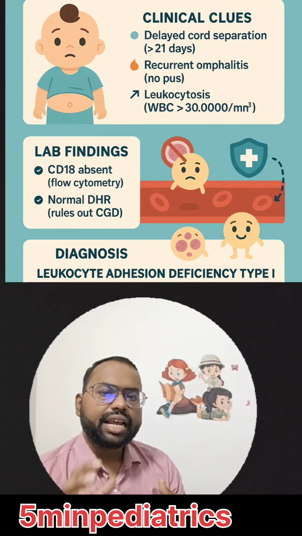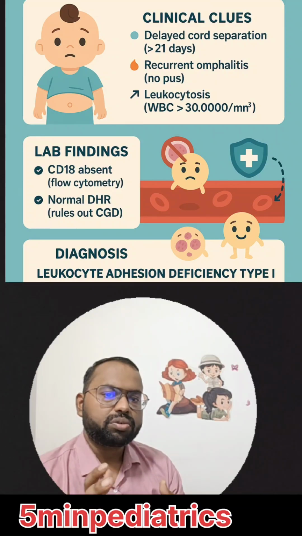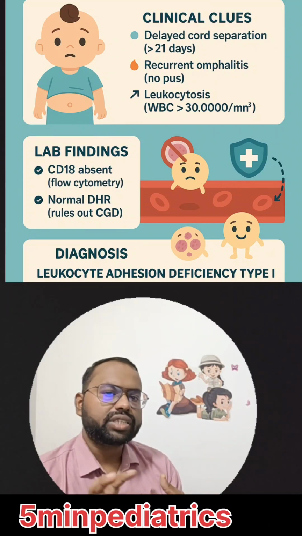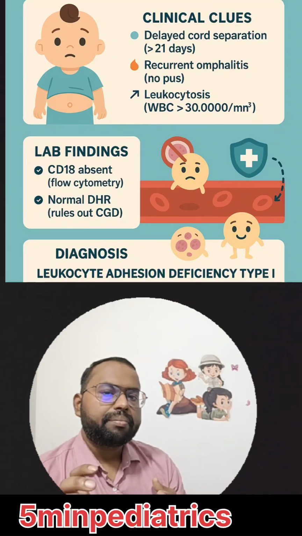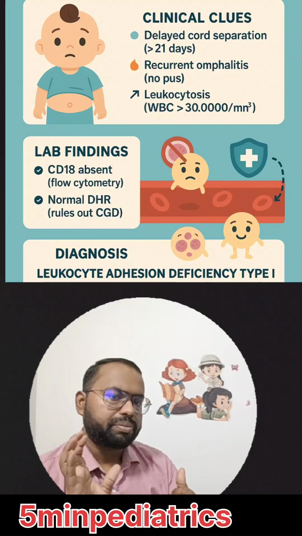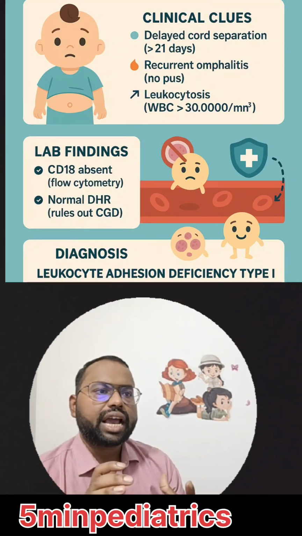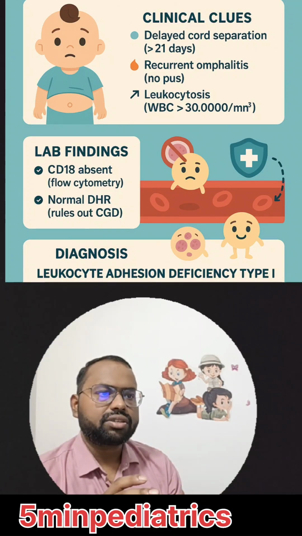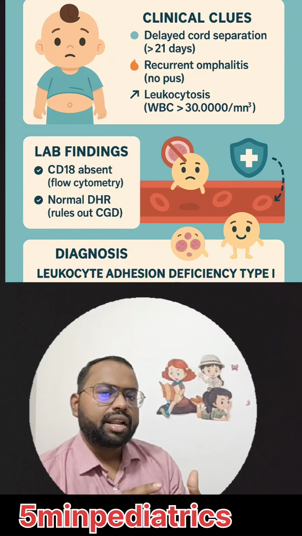Second one, we have delayed umbilical cord separation, that it took more than 21 days. So this is a classical sign of leukocyte adhesion defect, occurring due to defective neutrophil migration. There is a recurrent omphalitis with no pus formation. This also shows that there is poor or absence of neutrophilic migration or adhesion.